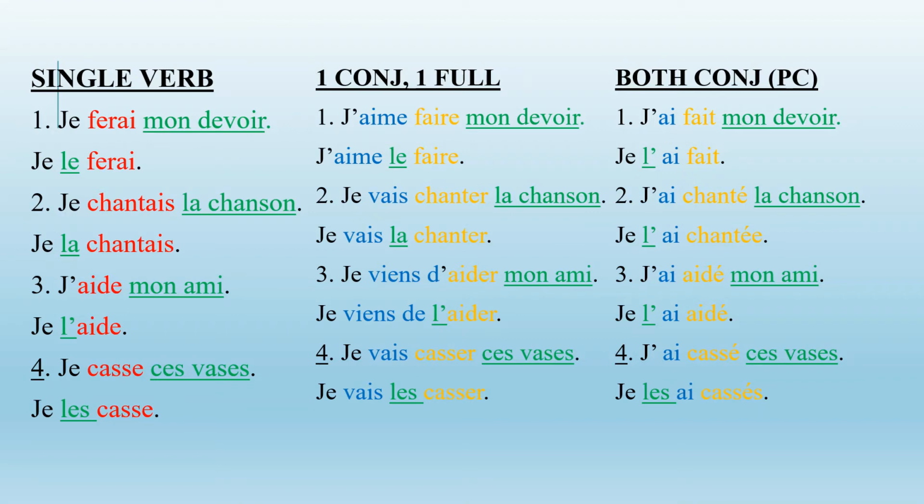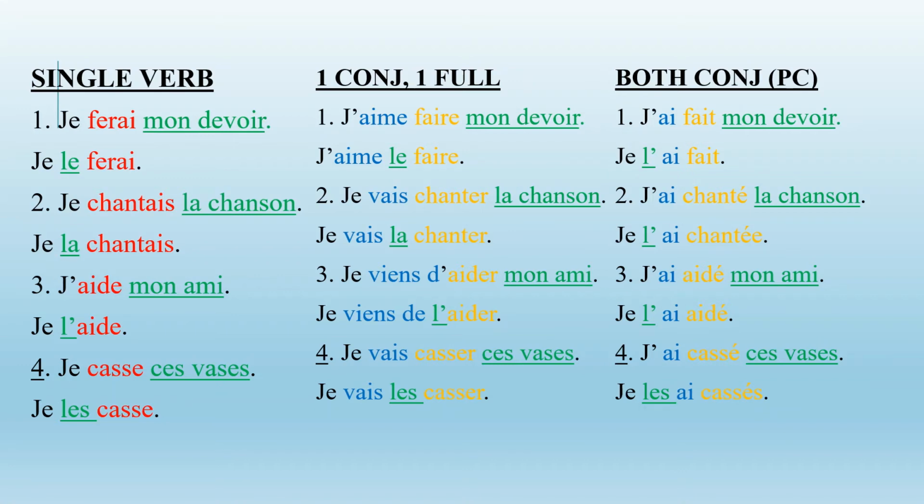So you can see the same thing has been applied in the second, third, and fourth sentence. Let's look at the fourth one. Je vais casser ces vases. I'm going to break these vases. Now, if you look at ces vases, it is the object because the action of breaking is going to be performed on the vases. So, you have to replace it with les because it's plural. Now, where will you place the les? Since there is one conjugated aller and one casser which is in the infinitive, you have to place it before casser. And that's how it becomes je vais les casser.